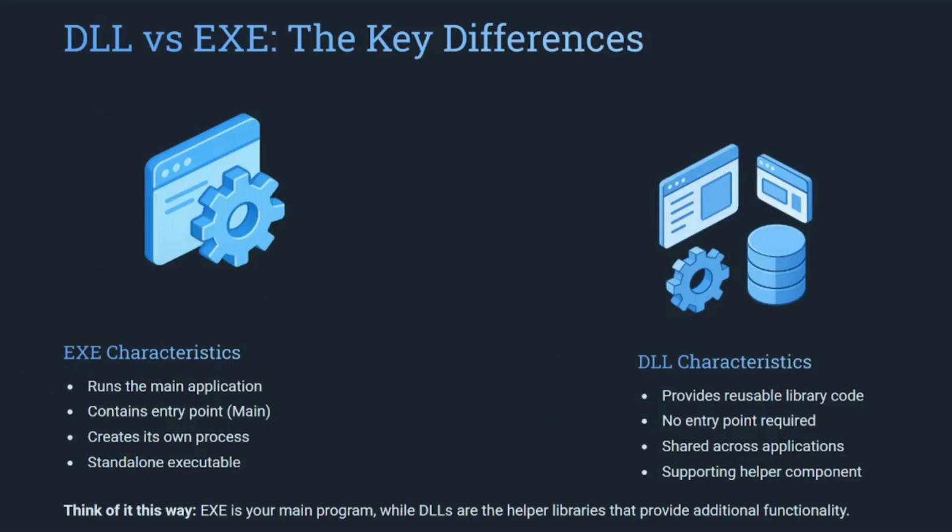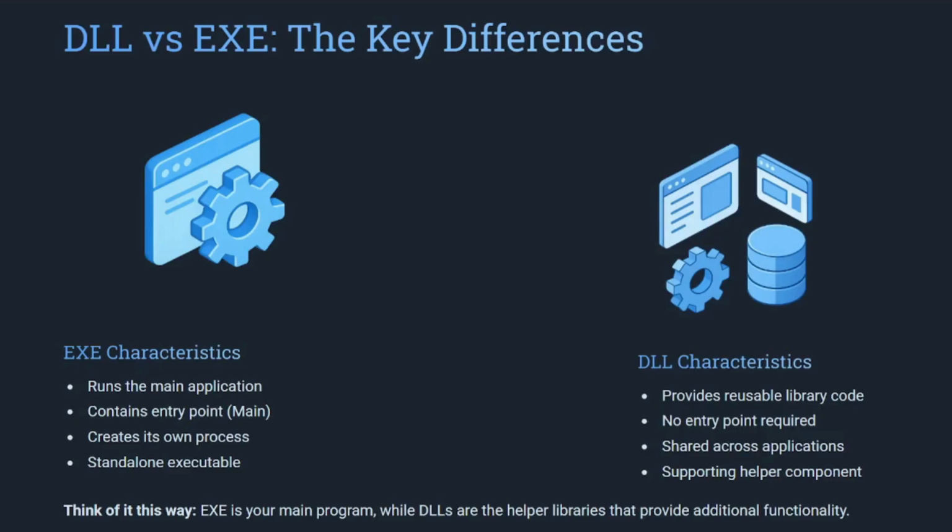Now, let's clearly understand the difference between EXE and DLL. An EXE is something that can run independently. It starts the execution of the application and it creates its own process. So basically, it is responsible for running the program. On the other hand, DLL does not run on its own. It is used within an application and provides reusable functionality. So instead of starting execution, it supports our application by providing additional logic. The key idea here is EXE starts the application and DLL supports the application. And while EXE creates a process, DLL runs inside the process as a part of the application.